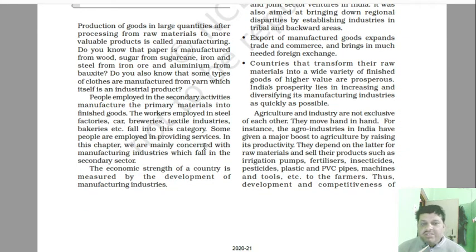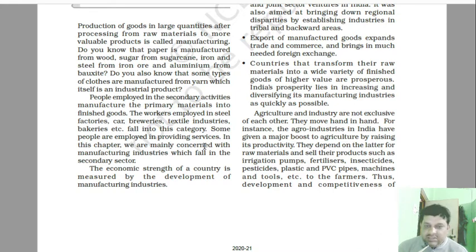Agriculture and industry are not exclusive of each other. Although, if any country is making development, we generally see that the percentage of the agricultural sector in GDP slowly tends to decrease, and the percentage of industrial products tends to increase. So we say that the country is making development. But it doesn't mean that agriculture and industry are exclusive, that agricultural activity will be decreasing and industrial activity will be increasing alone. They are dependent on each other. They go hand in hand.